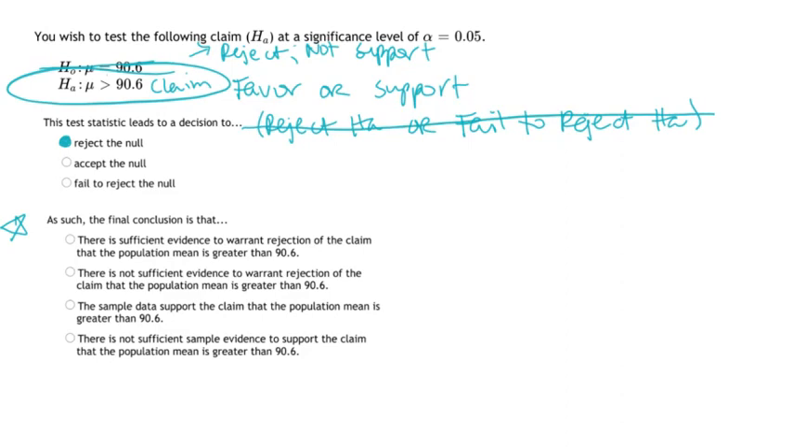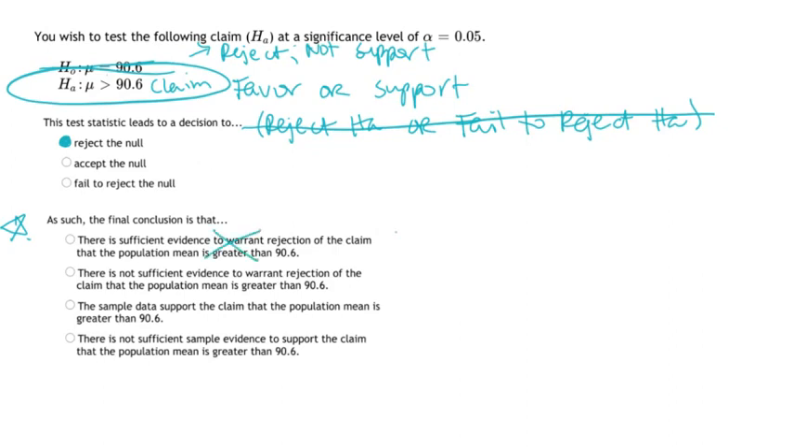Okay, so with that in mind, I've rejected the null. I'm favoring the alternative, which is the claim. Let's go ahead and read through these conclusions. So for this first conclusion, it says there is sufficient evidence to warrant rejection of the claim. Well, I never talk about rejecting the alternative hypothesis, and besides, I'm actually favoring the claim. So this one's out.